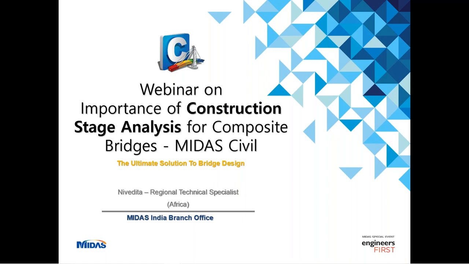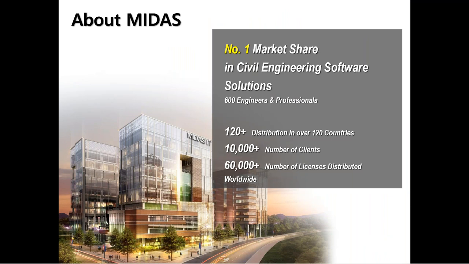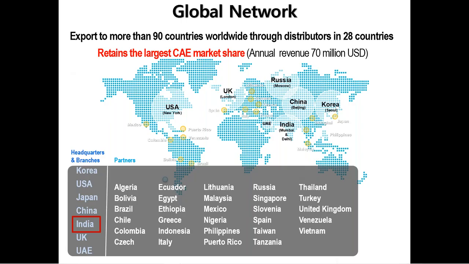So without any further ado, let us go ahead and begin with the introduction to MIDAS as a company. MIDAS was established in the year 1989, and since then, the software solutions have been distributed in more than 120 countries. The headquarters of MIDAS lies in South Korea, in Seoul, and all over the world, there are several branches.